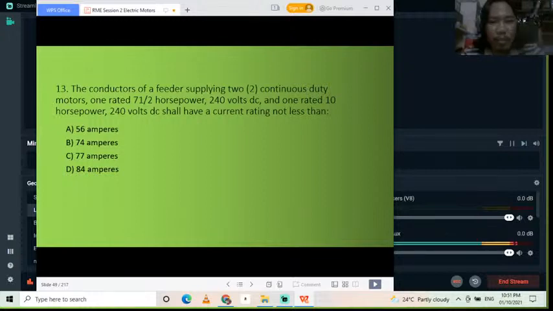Ano po yung current rating ng ating feeder? So, correct answer is 77. So, paano po nangyari yung 77 amperes? Paano po natin makukuha yung 77 amperes?